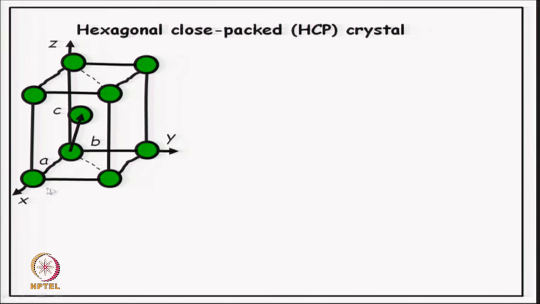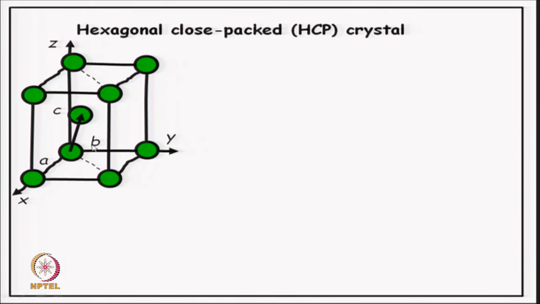The corner atoms, the 8 corner atoms, will effectively contribute to one atom in the unit cell, and the inside atom, the B atom, will also contribute to one atom. So, that is why in this unit cell we have 2 atoms.